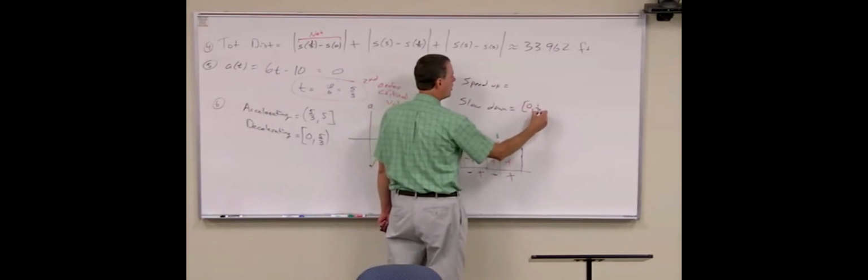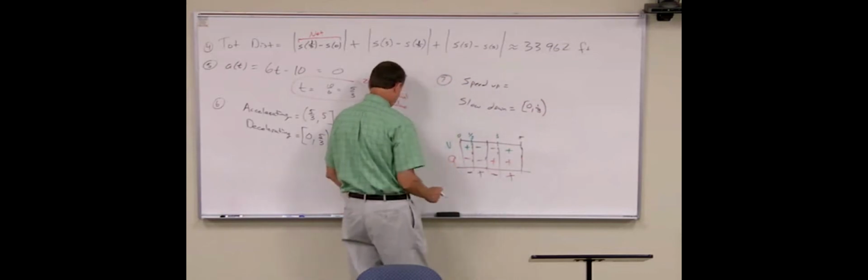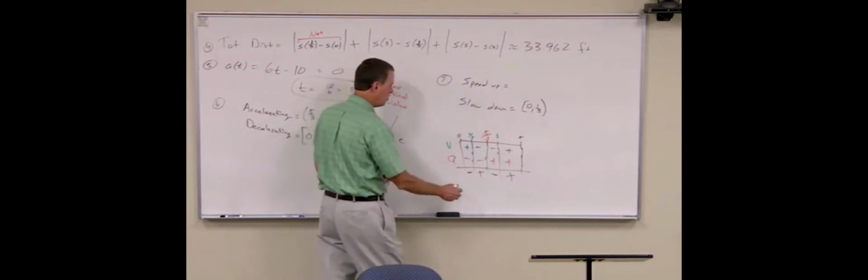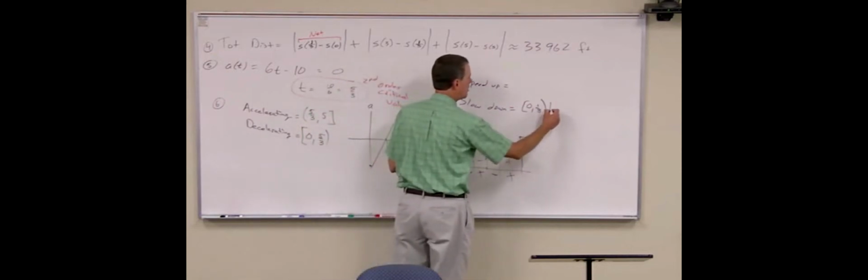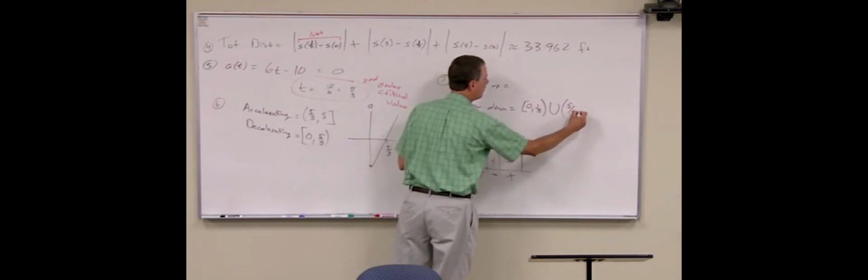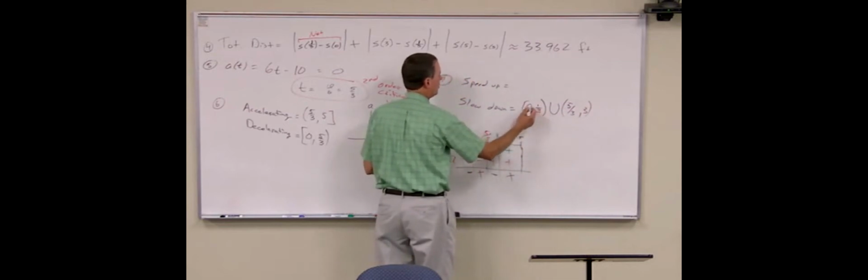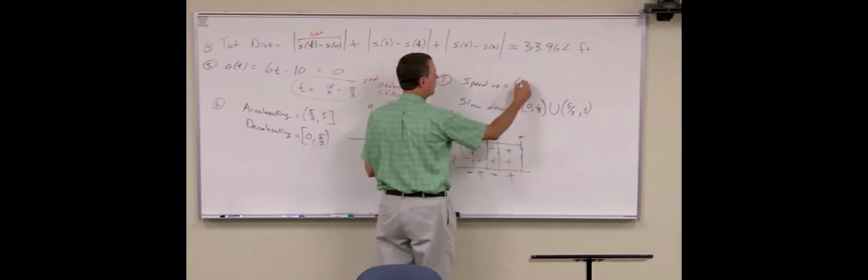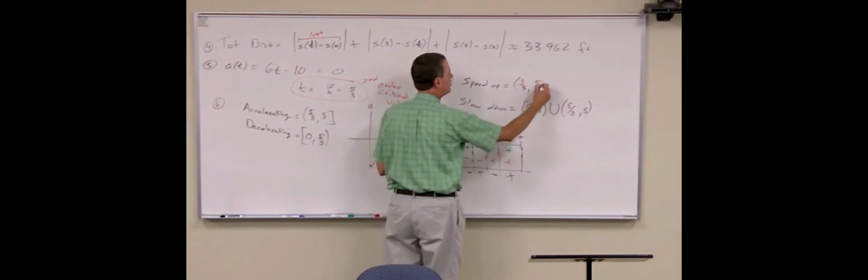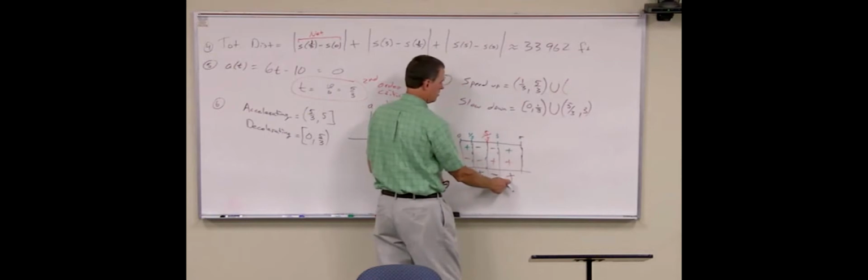Looks like negative means slow down. So that's from 0 to 1/3. And then also slowing down from, oops, that number right there was 5/3. So 5/3 to 3. And then speeding up on 1/3 to 5/3, and 3 to 5.